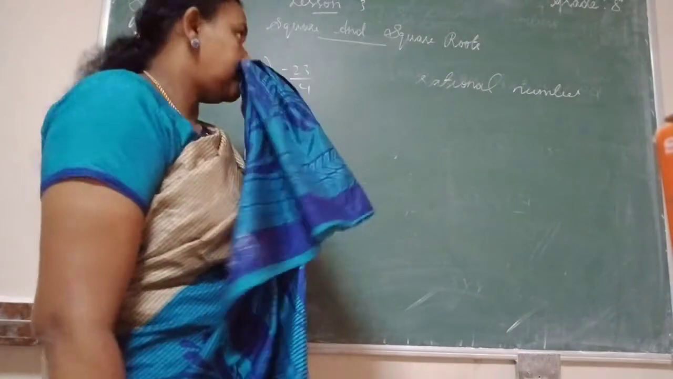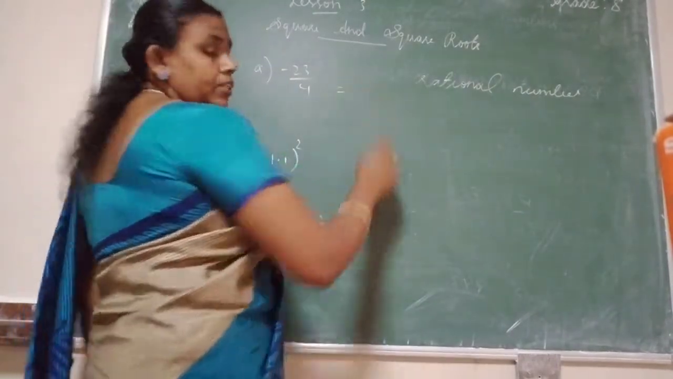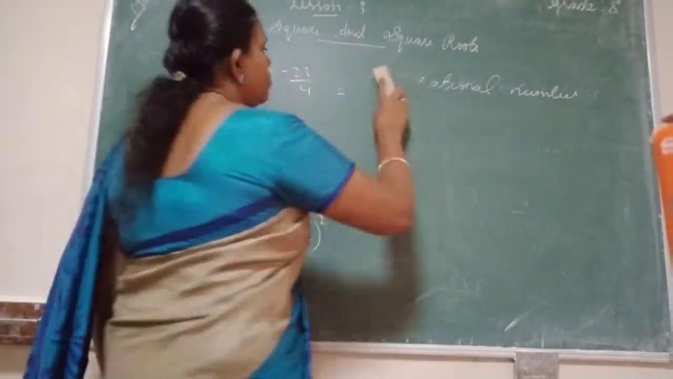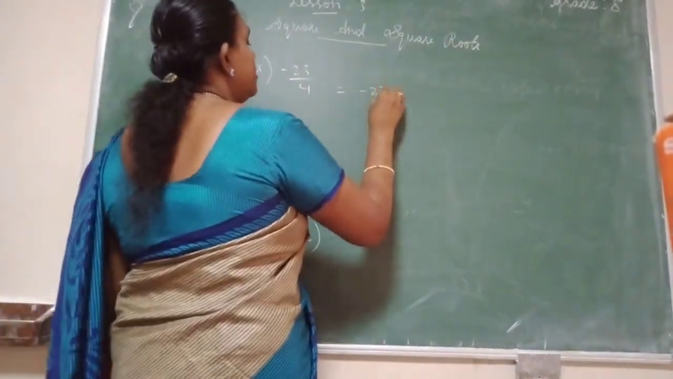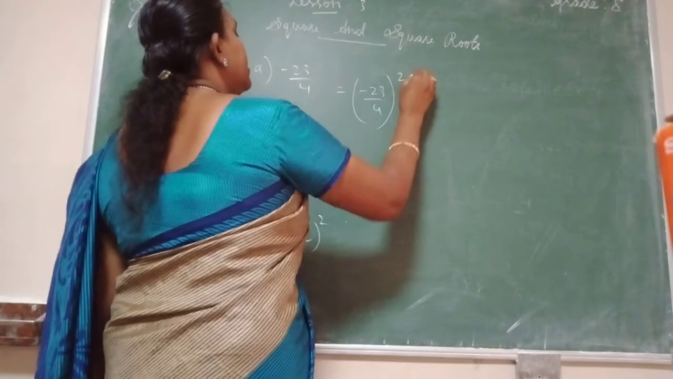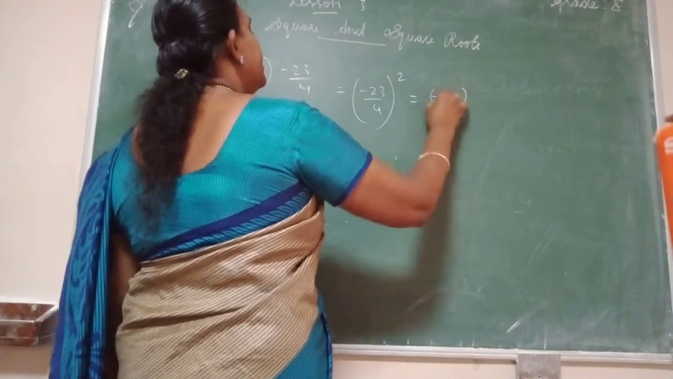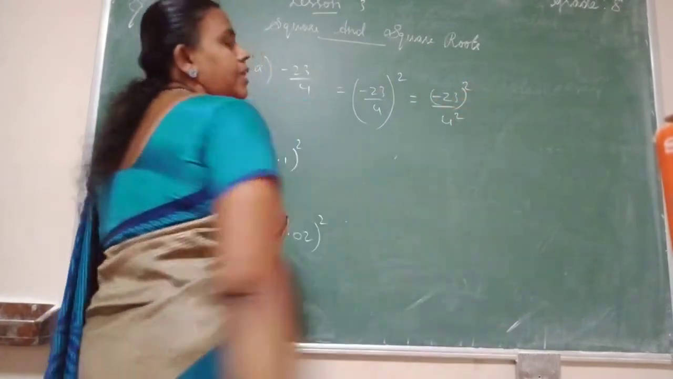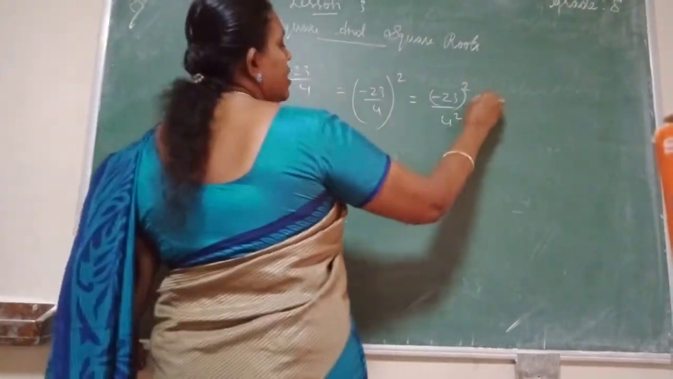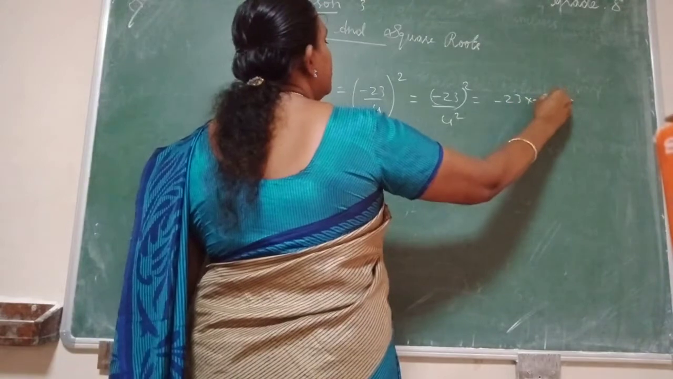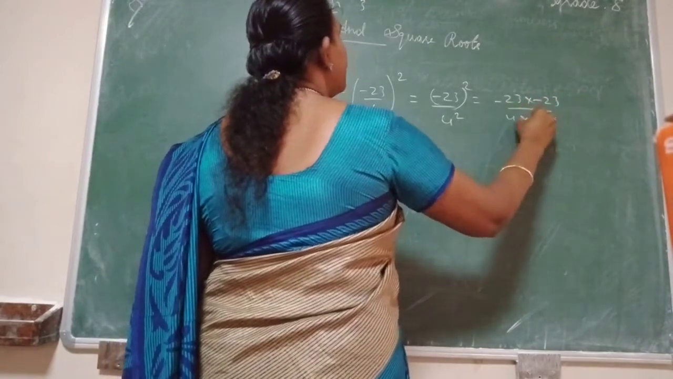So p by q the whole square is equal to p square by q square. I taught you. P by q the whole square is p square by q square. That is, minus 23 by 4 the whole square can be written as minus 23 square by 4 square. Am I right? Yes. So what is the next step? Minus 23 into minus 23 by 4 into 4.